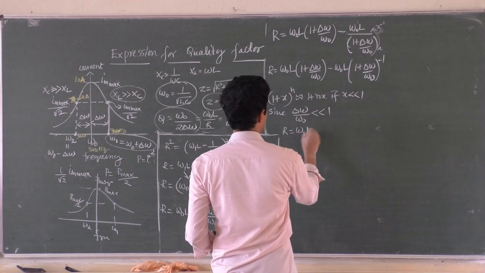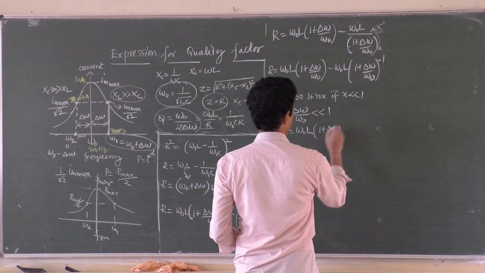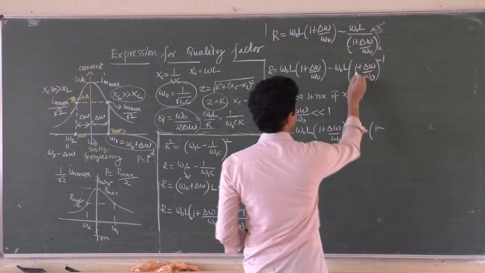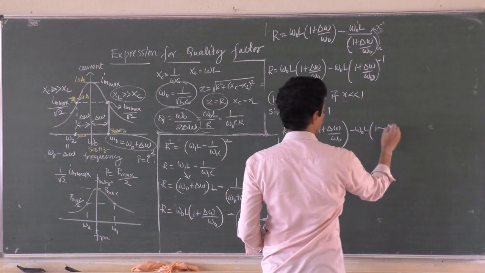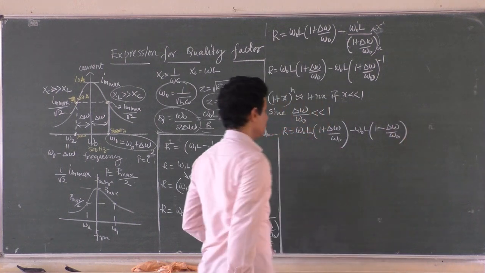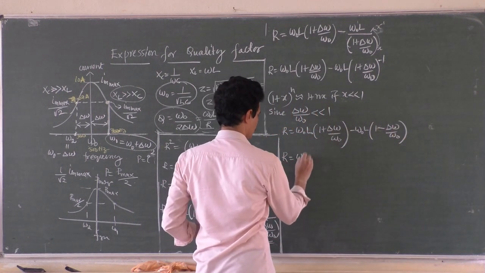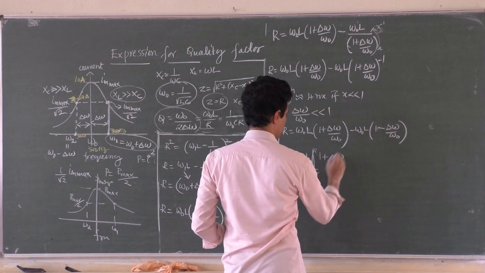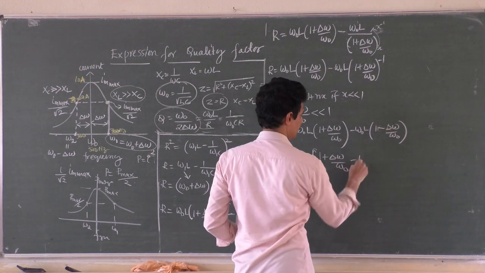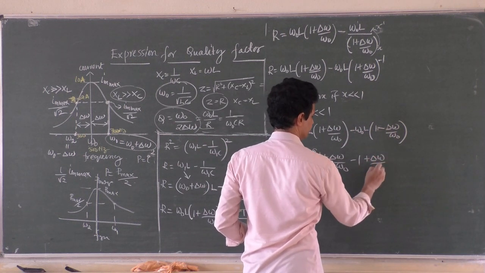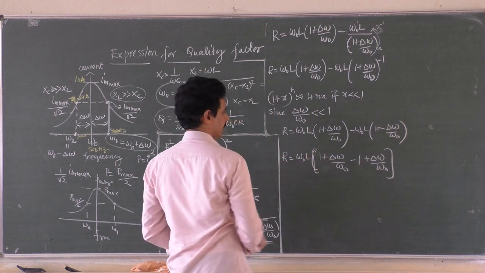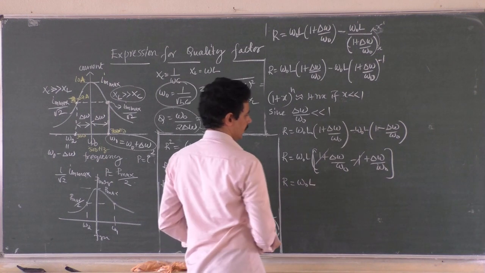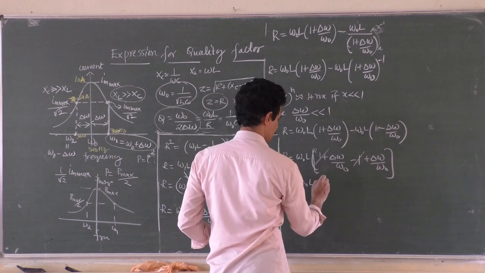R is equal to omega naught L into 1 plus delta omega by omega naught, minus omega naught L into 1 minus delta omega by omega naught, using 1 plus x to the power n is approximately 1 plus nx, with n equal to minus 1. So what will you get? Omega naught L common. R is equal to omega naught L into 1 plus delta omega by omega naught, minus 1 plus delta omega by omega naught. Okay, this 1 gets cancelled. R is equal to omega naught L.